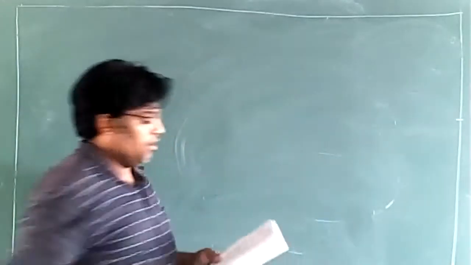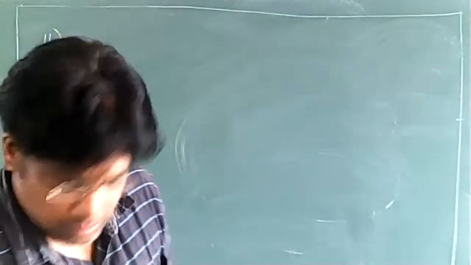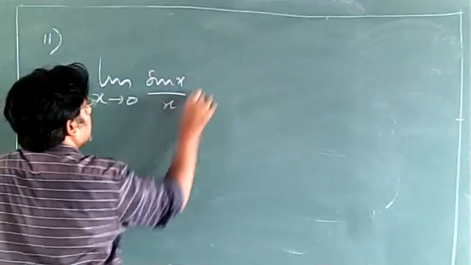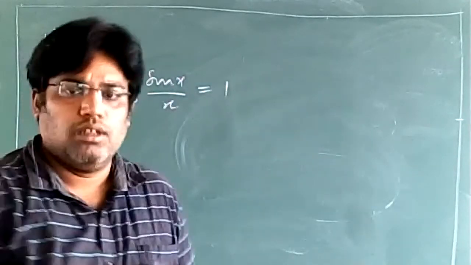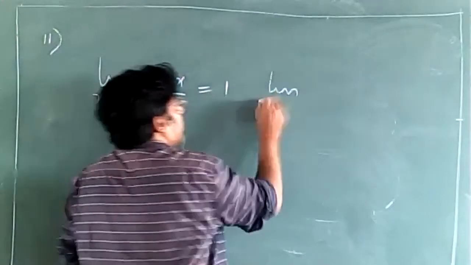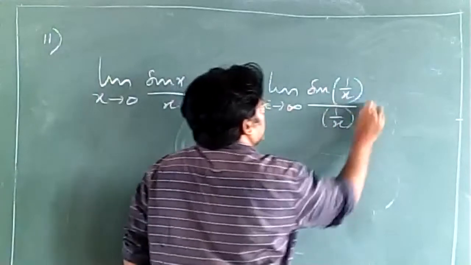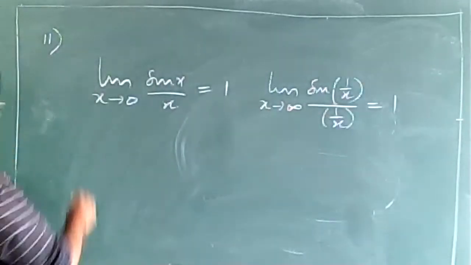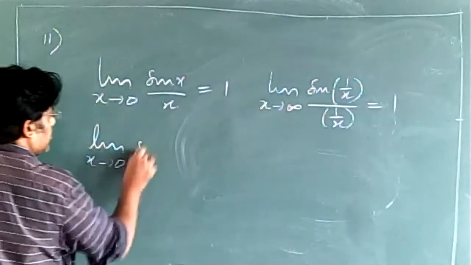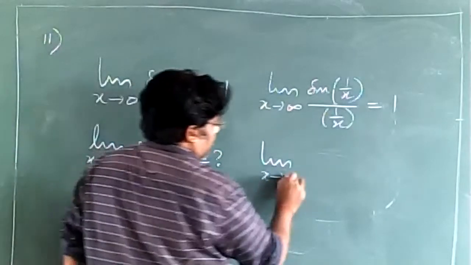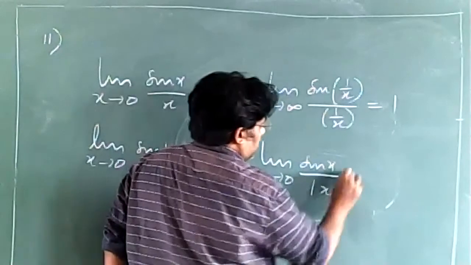Now, coming to the next one, question 11. This is what we know: limit x tends to 0, sin x by x is 1. Or I can write this as limit x tends to infinity, sin of 1 by x by 1 by x is equal to 1. And one more thing: limit x tends to 0, sin of mod x by x is 1. Or limit x tends to 0, sin x by mod x is 1.